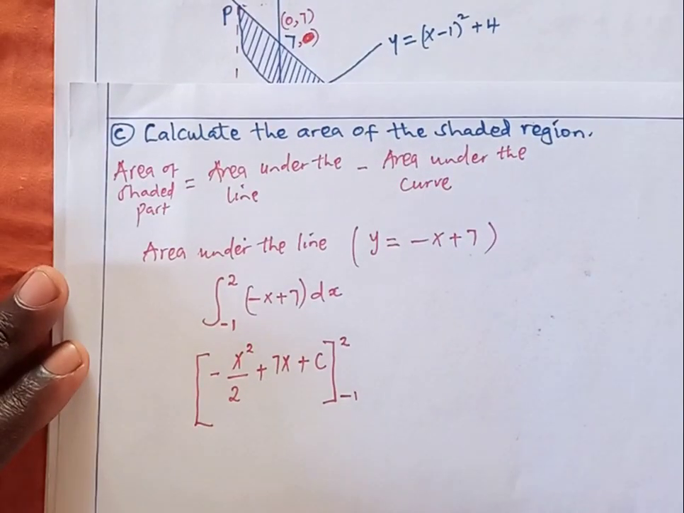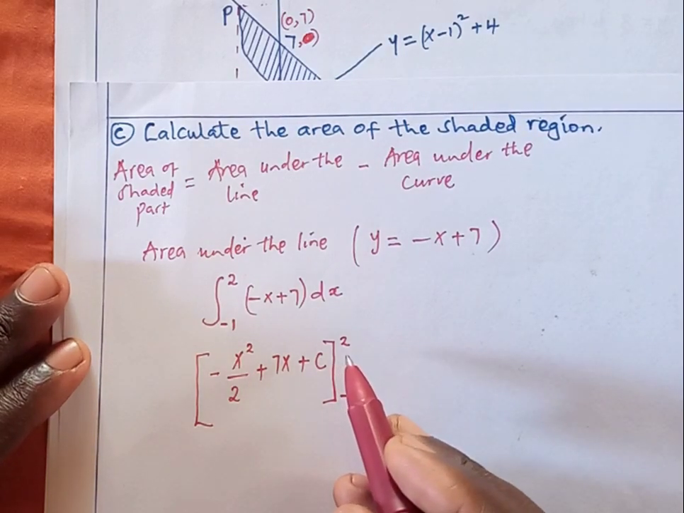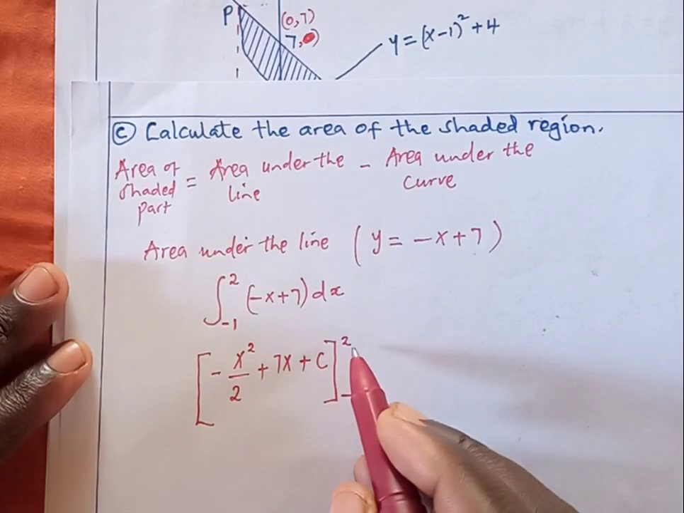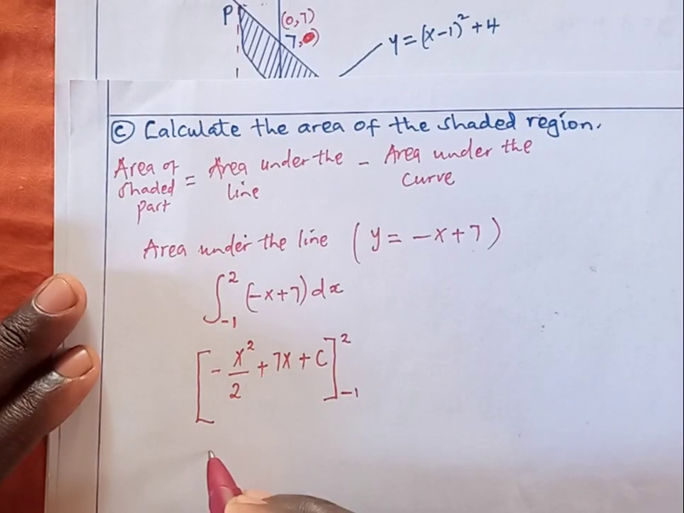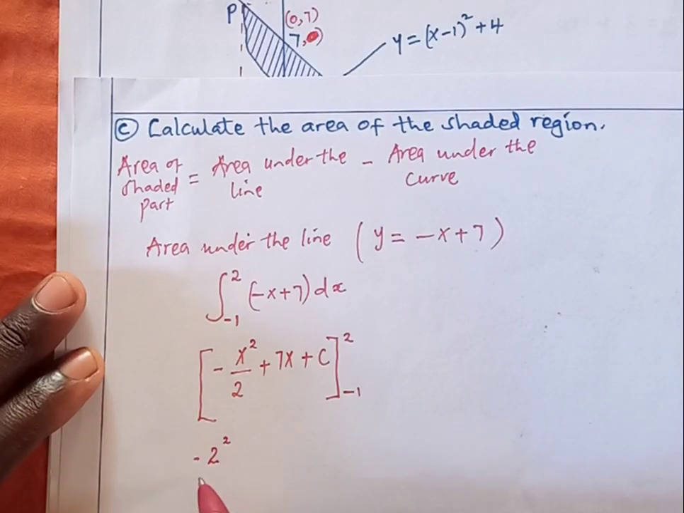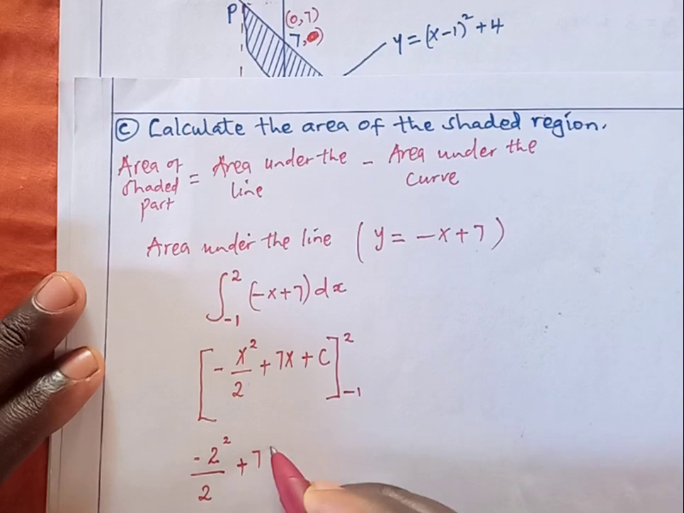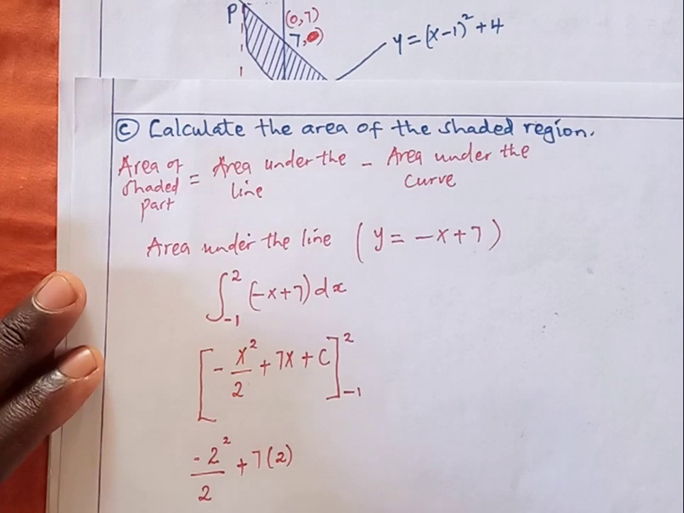Now we are going to substitute x. We start with the 2, the positive number. Where we see x, we put 2. So it is going to be 2 squared, with a negative, divided by 2, then plus 7, you multiply by 2. There is no need of writing c.